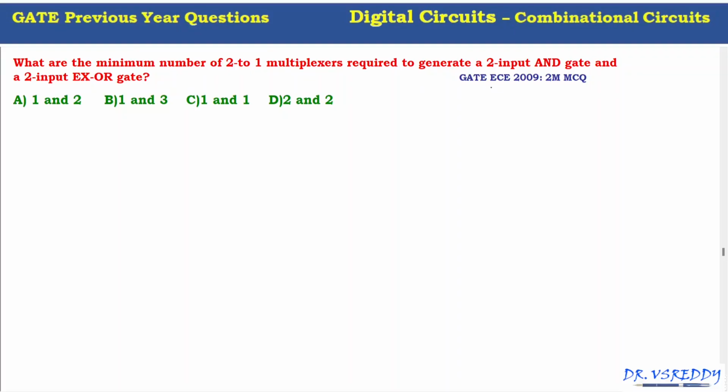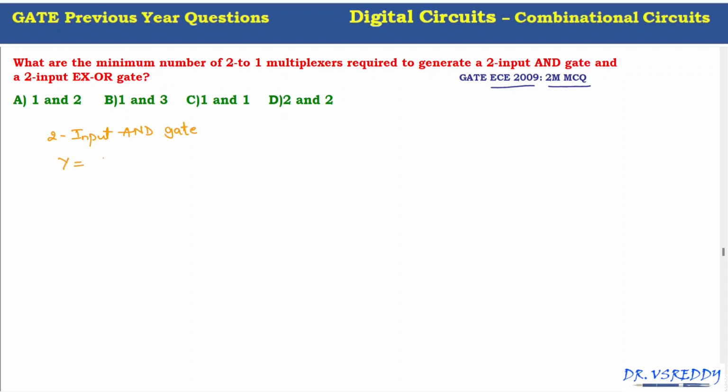This question was asked in GATE ECE 2009, a 2-mark MCQ. What are the minimum number of 2 to 1 multiplexers required to generate a 2 input AND gate and a 2 input XOR gate? So here, first the 2 input AND gate.